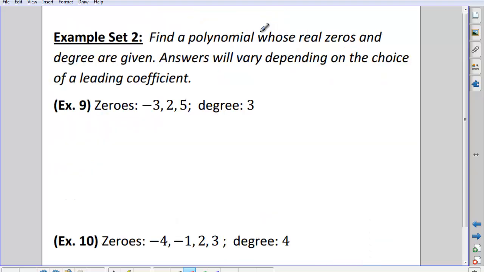And so practicing that a little bit, this next set of examples says find a polynomial whose real zeros and degree are given. And it says answers will vary depending on the choice of a leading coefficient. You can more or less ignore this statement right here. We'll always choose a leading coefficient of 1. So just follow my lead here, and if you work these problems the same way on the homework, you'll be in good shape. So if we have a polynomial with these zeros, negative 3, 2, and 5, then what would that polynomial be?